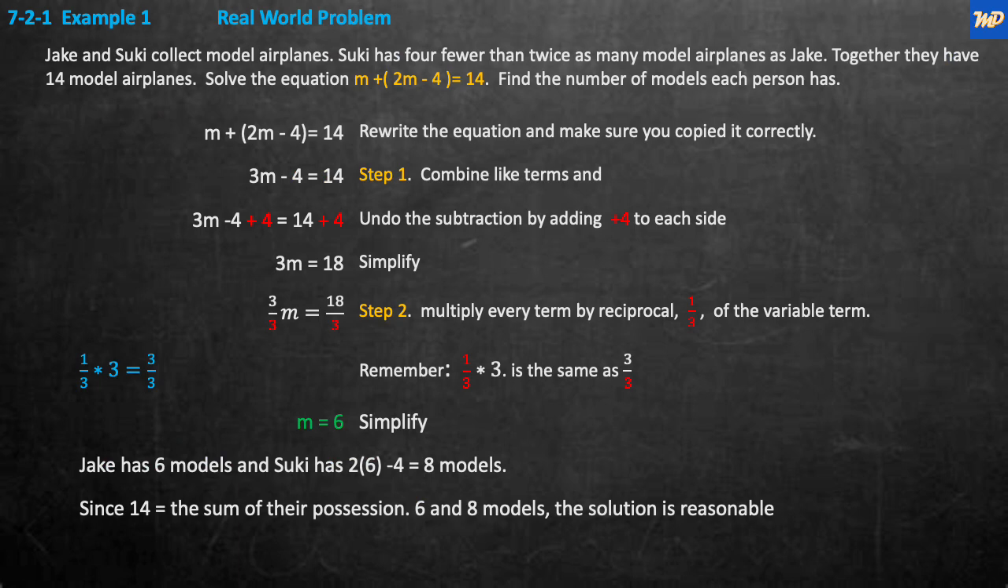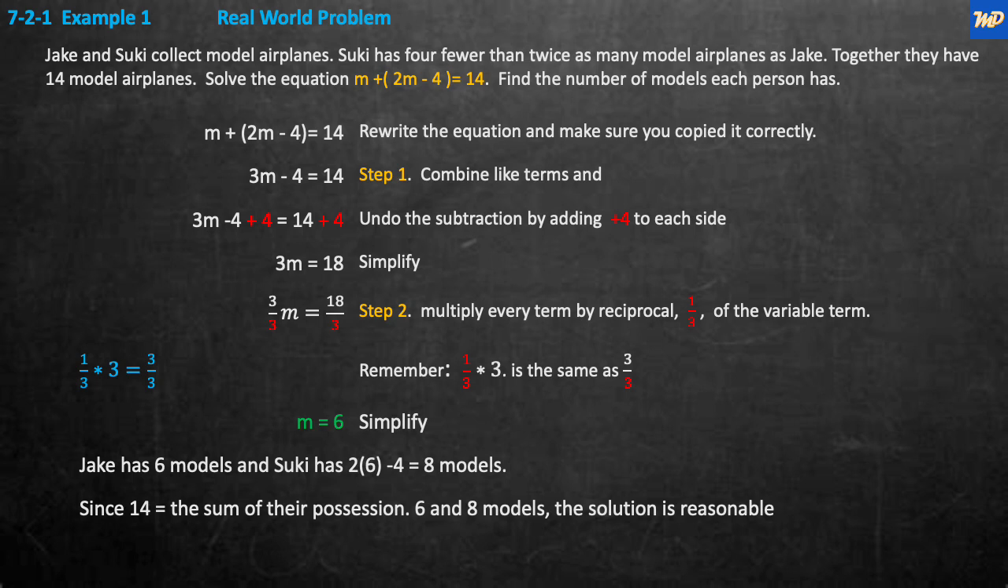So now we have a little real world problem to deal with here. We have Jake and Suki. They collect model airplanes. So now we're going to look at the quantity of airplanes and how much each one of them has. So it says here that Suki has 4 fewer than twice as many model airplanes as Jake. So as we read this, we realize Suki is where the math is being done. We're doing 4 fewer, twice as many.